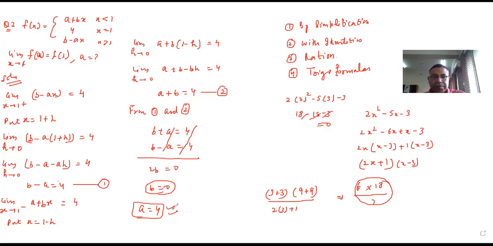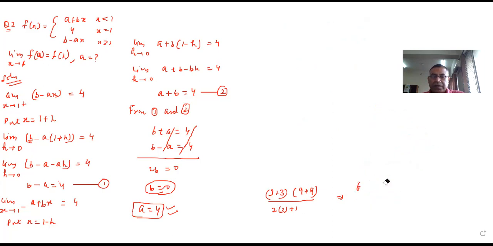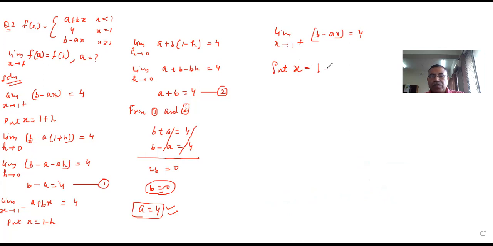Sir, question. Anji? Sir, when we put the value of x as 1 minus h or 1 plus h, then why do we extend h to 0 only? मैं बताता हूँ अभी, ये देखिए. So आपके पास क्या है, मान लो limit x tends to 1 positive b minus ax equal to 4. So I have substituted x is equal to 1 plus h.